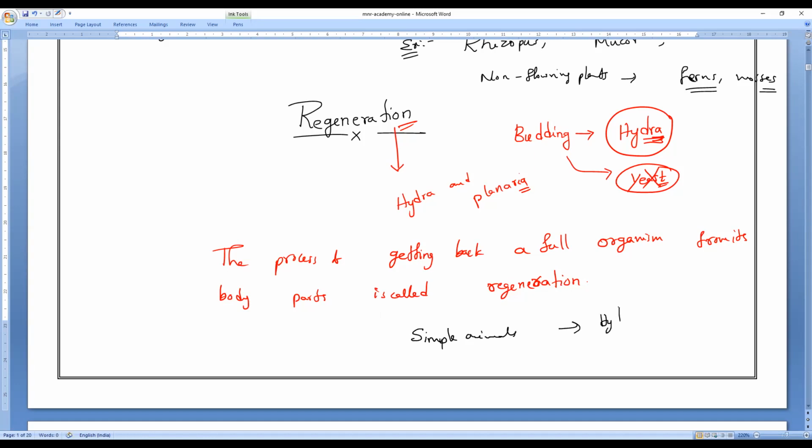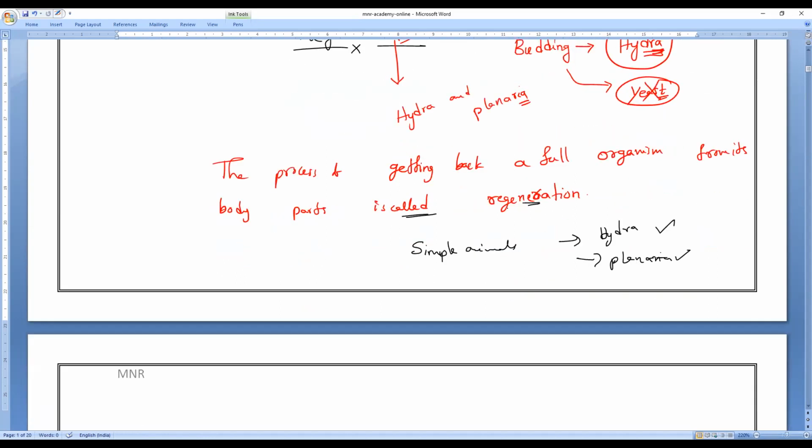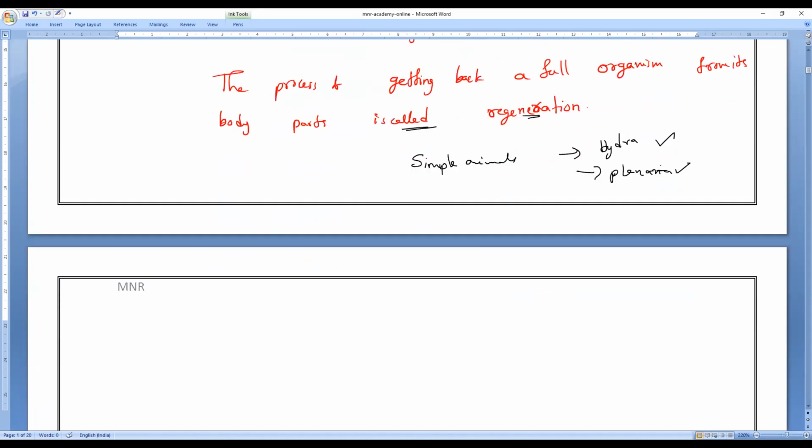Hydra and planaria are the best examples of regeneration. You can see a whole new organism can be reproduced from the cut body parts. That is what is called regeneration. A complete organism will be formed. If you take hydra and planaria, they get cut into a number of pieces naturally, and then each body part turns into a new organism. That is called regeneration.